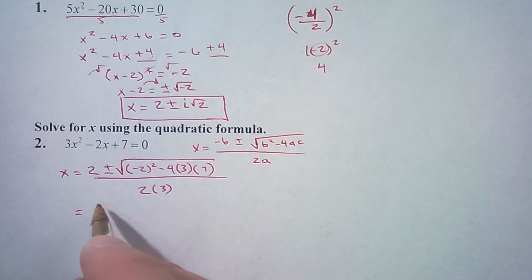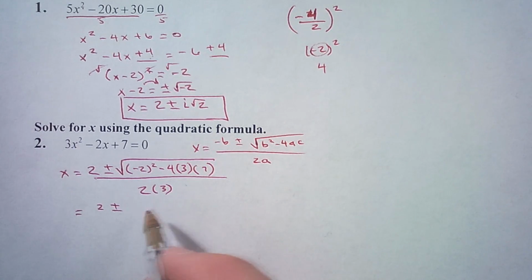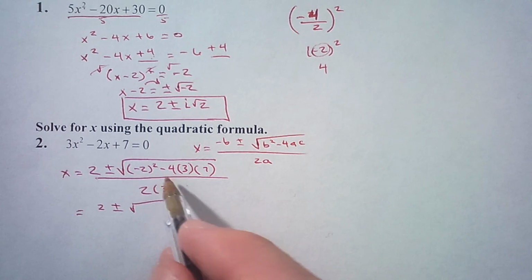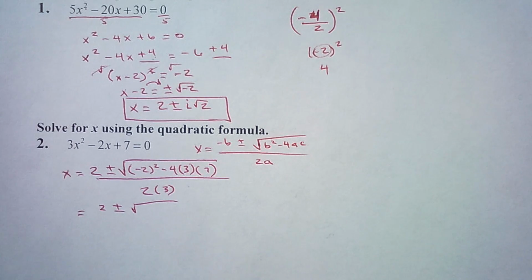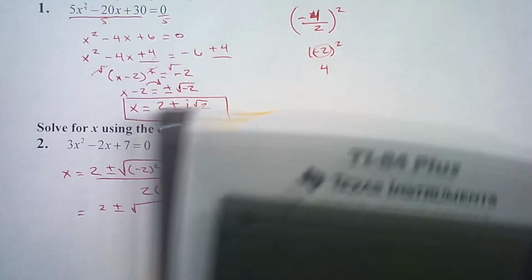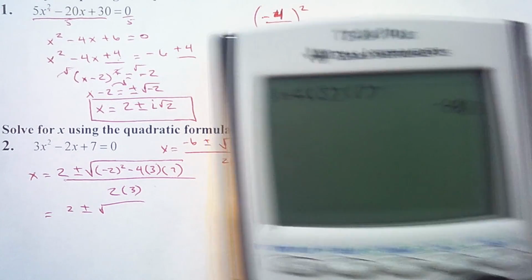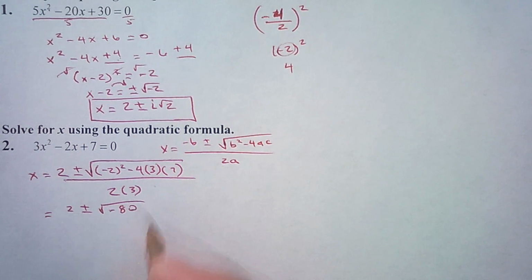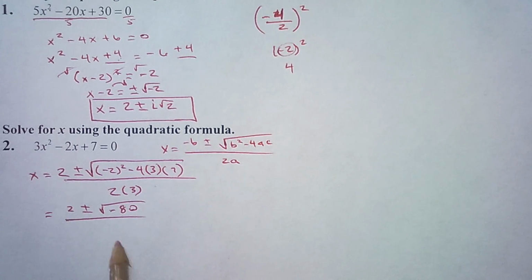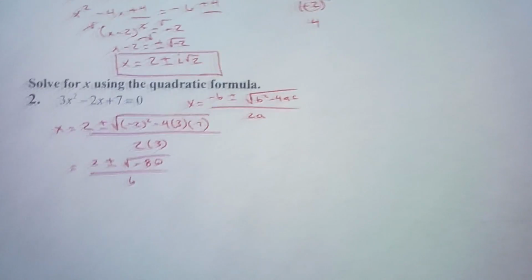So we have 2 plus or minus, okay, then that square root, what's underneath that radical, I'll just type that all into my calculator. So we have negative 2 squared, which is 4, minus 4 times 3 times 7. So we have negative 80. So it's the square root of negative 80. And 2 times 3 is 6.